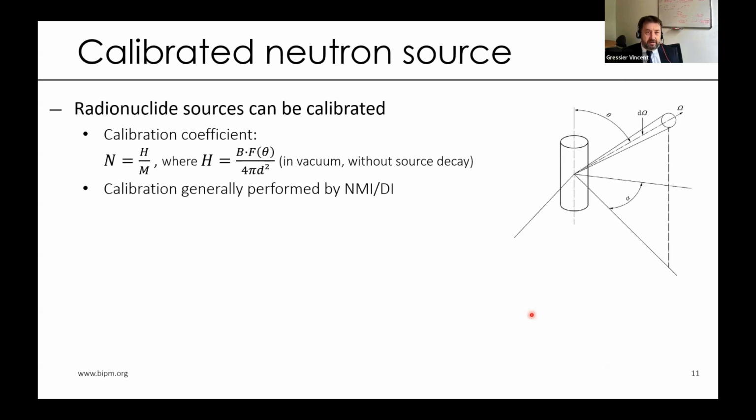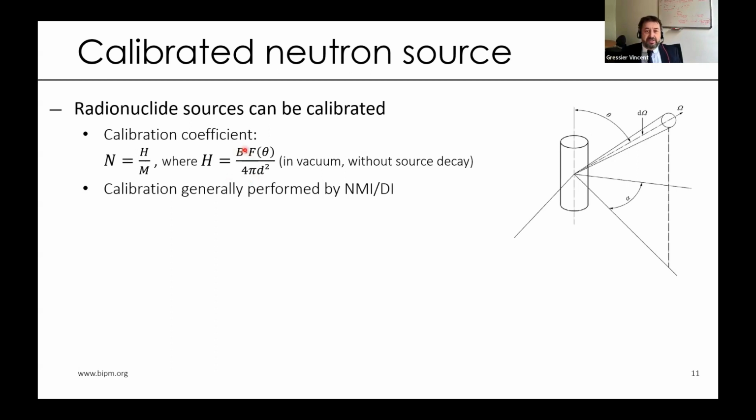So you have your source. Now, the first thing to do, if you can, is ask for a calibration of this source. The calibration coefficient is just given by, as a reminder, the ratio of what the source provides and what you measure. And what the source provides is the emission rate B multiplied by a correction factor for anisotropy, divided simply by the surface of the sphere, 4 pi d squared. So that's easy.